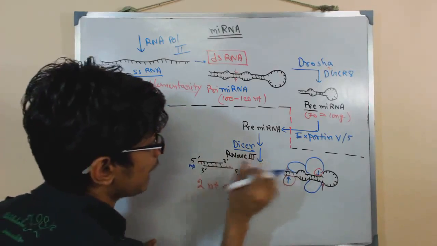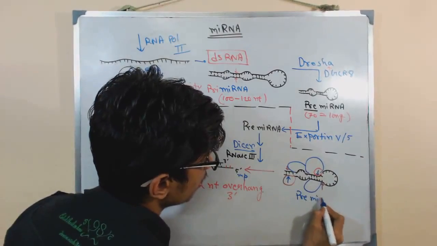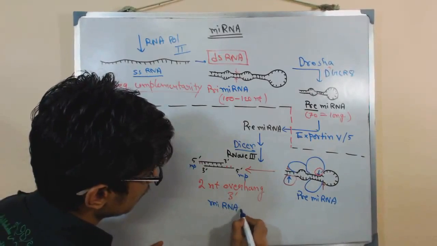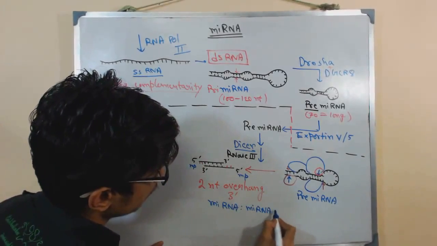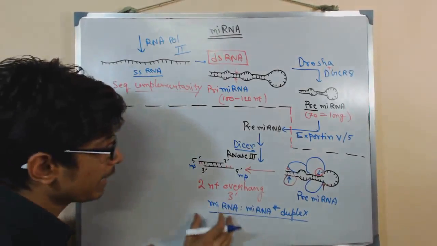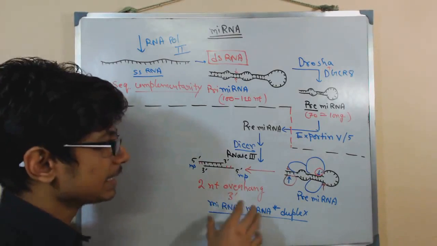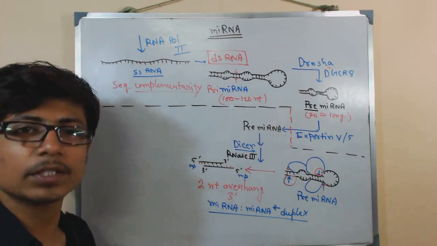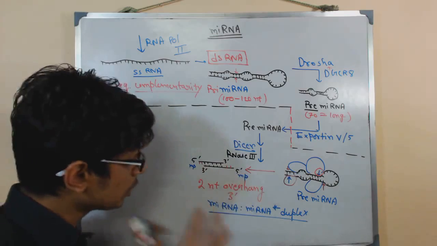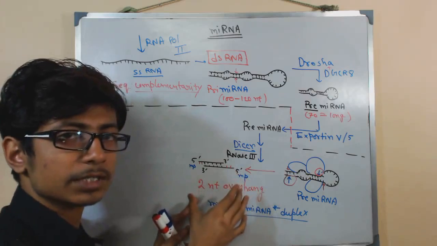So after the processing by dicer, it will break this pre-miRNA down into what is called miRNA star duplex. This is the name of this complex. miRNA star duplex. And that is what we are looking at right now. So this is the activity of dicer, and also the activity of another enzyme inside eukaryotes. There are many other enzymes acting all the time, but majorly, the activity is by dicer to produce this type of structure.